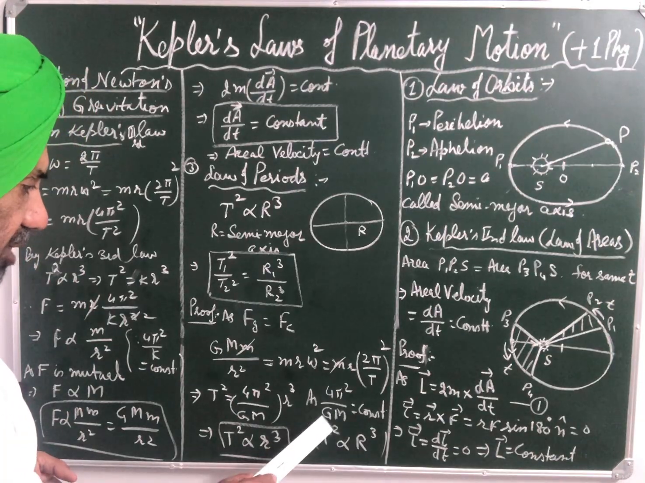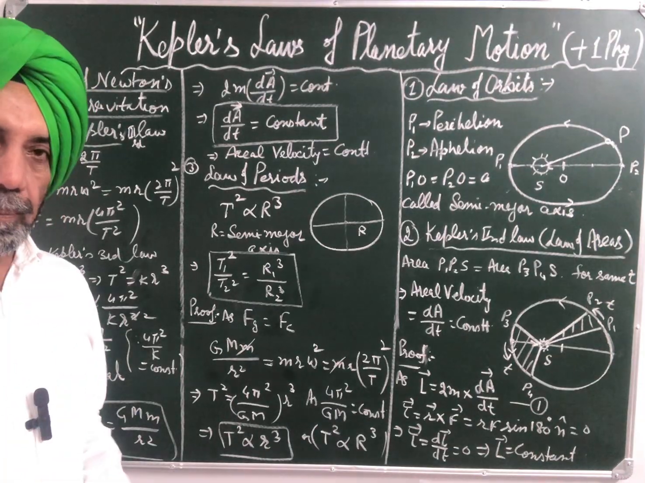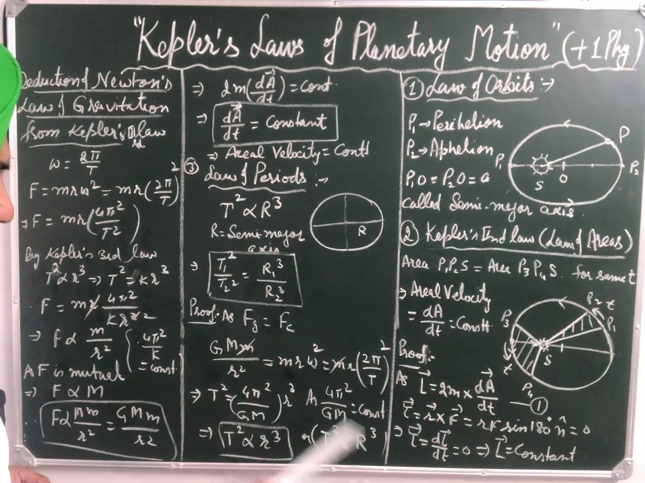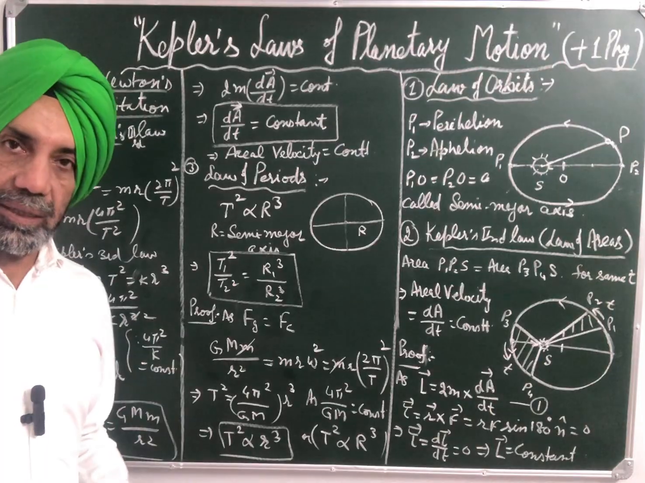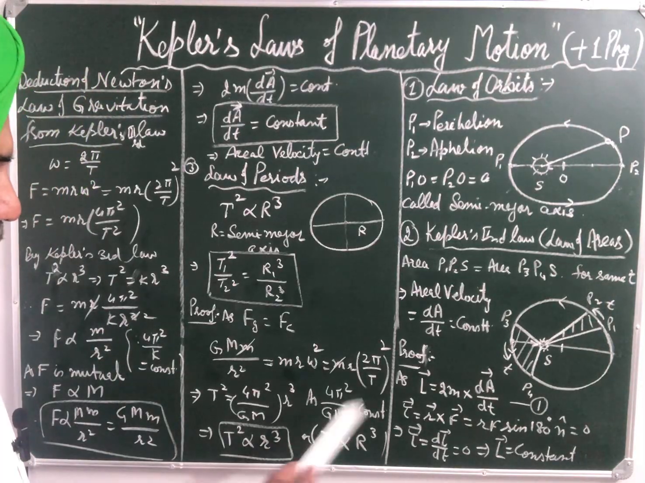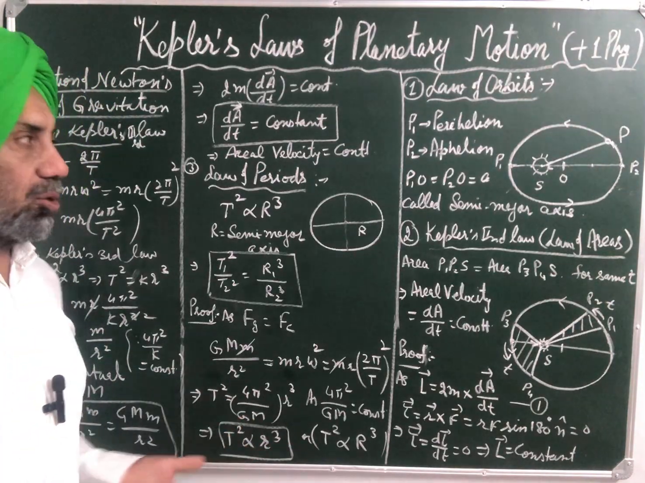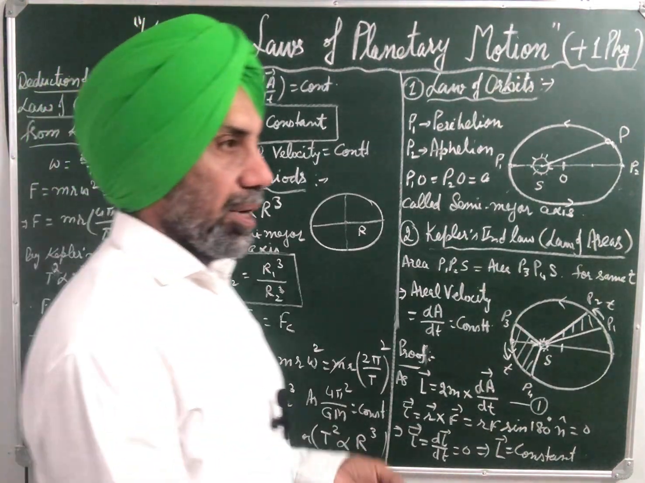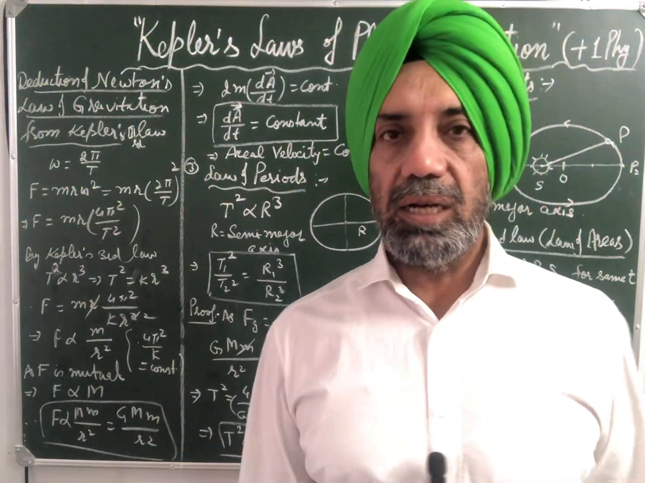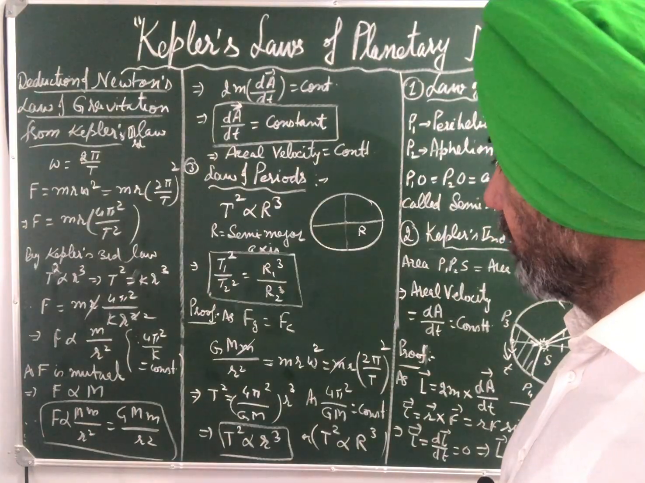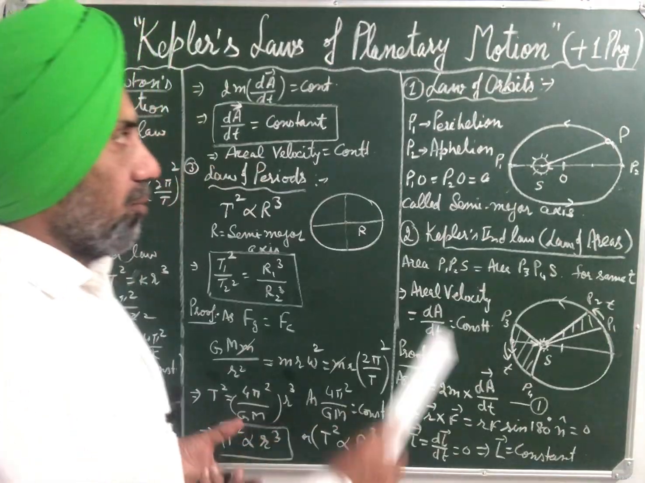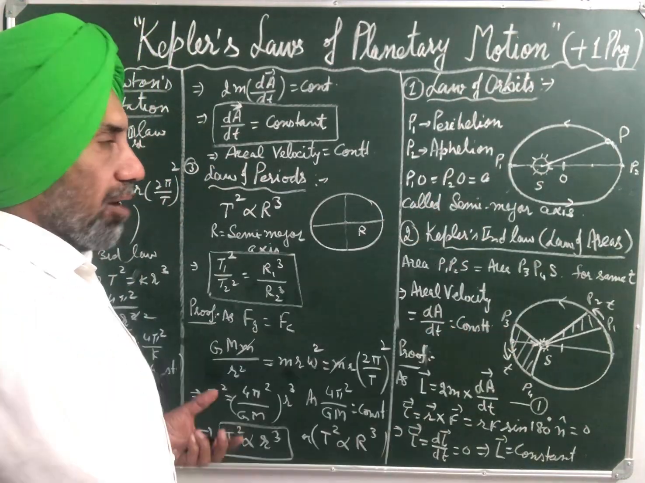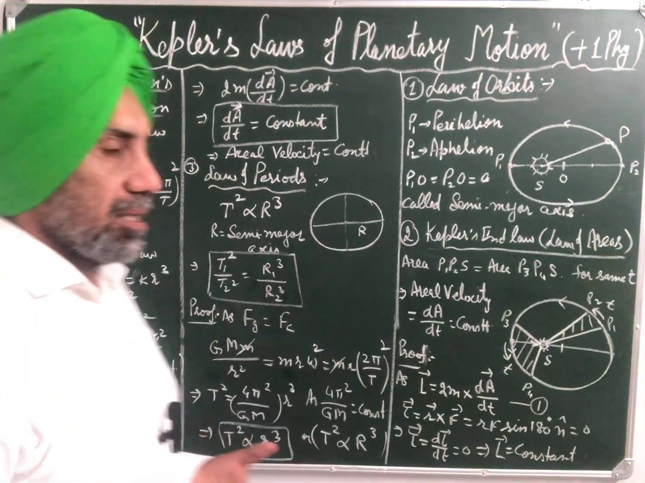Now since 4 pi squared by GM is constant, it means T squared is proportional to r cubed, or if we take small r equal to capital R, the semi-major axis, T squared is directly proportional to R cubed, or T squared upon R cubed is equal to constant, which is nothing but Kepler's third law of planetary motion. So these are the three Kepler's laws of planetary motion. First, law of orbits. Second, law of areas or areal velocity. And third is law of periods.